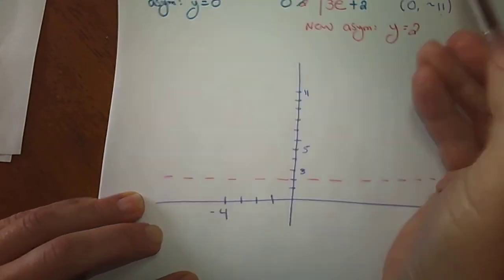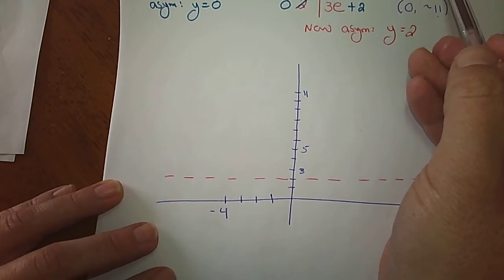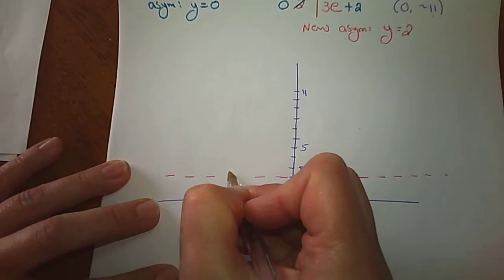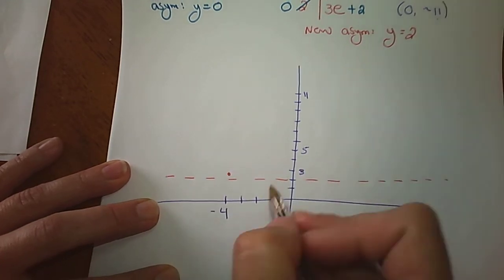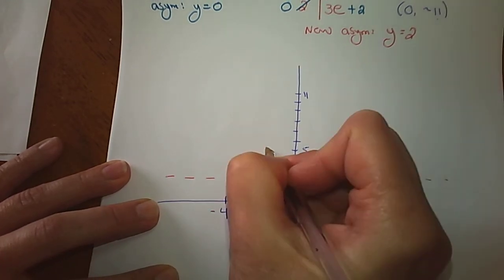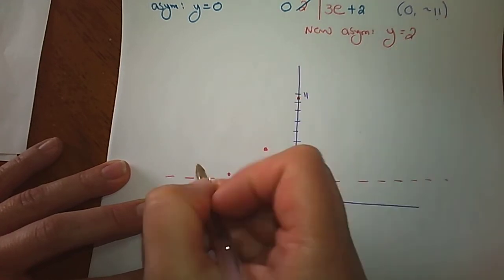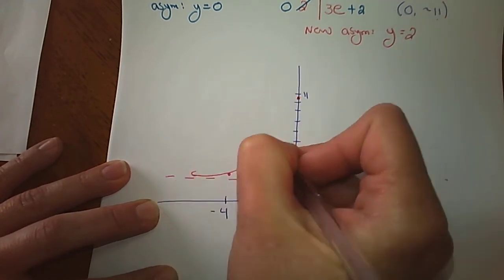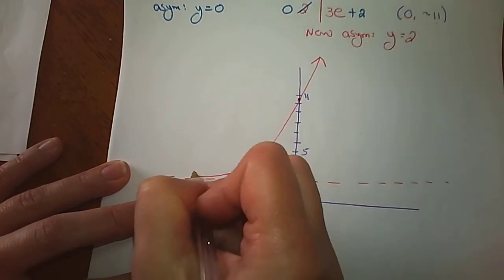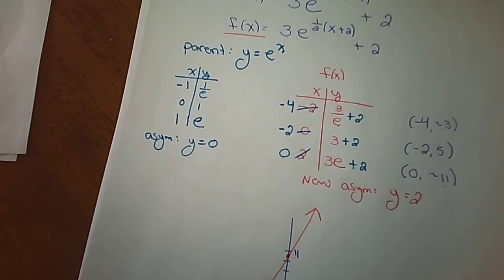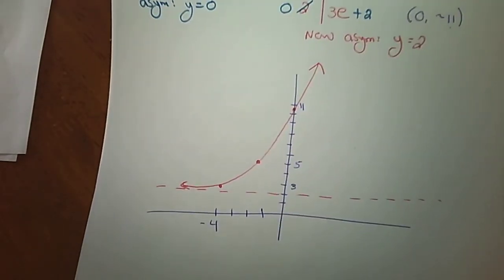Then I'm going to do negative 4 and a little less than 3. So there. Negative 2, 5 is here. And 0, a little less than 11. So there is my graph. Voila! All right, so that's 2a. And that's what you should have ended up with.